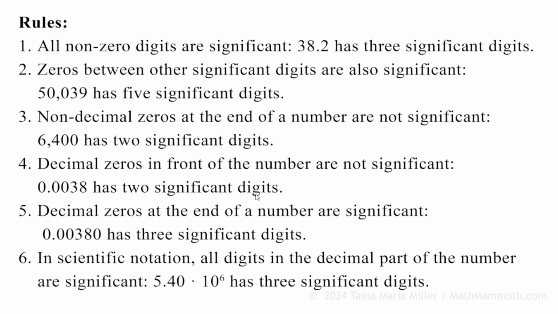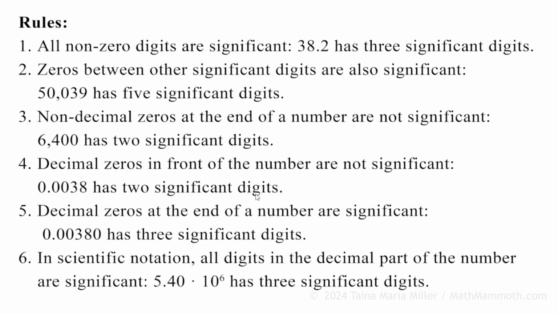Here are the complete rules, and you will also find these in the Math Mammoth curriculum in the lesson. All non-zero digits are significant. 38.2 has 3 significant digits. And then zeros between other significant digits are also significant. 50,039, all 5 of those digits are significant. You can imagine that maybe it was a measurement and was measured to the nearest meter, 50,039 meters.